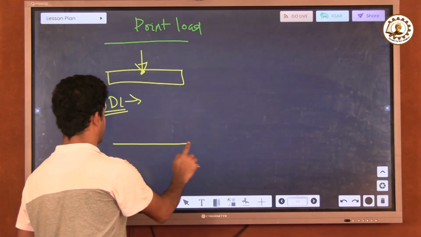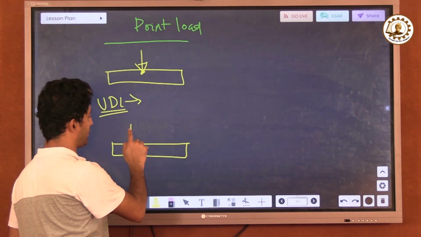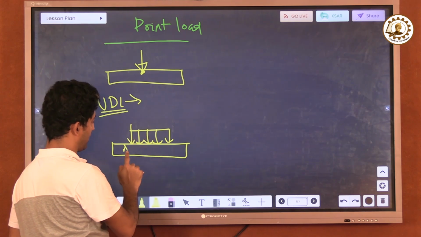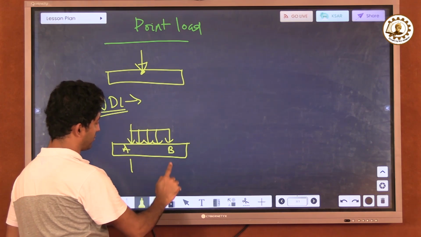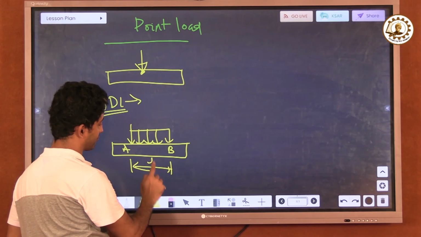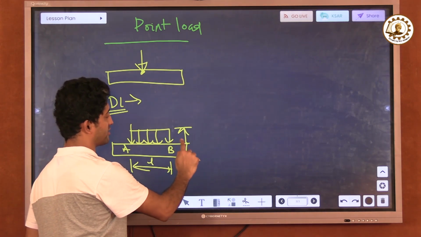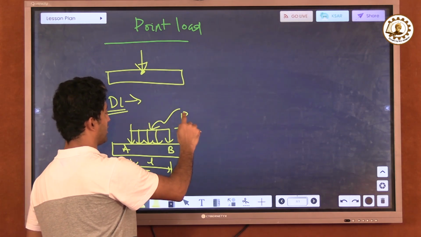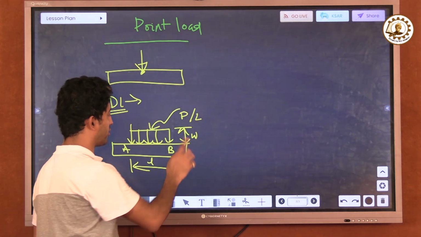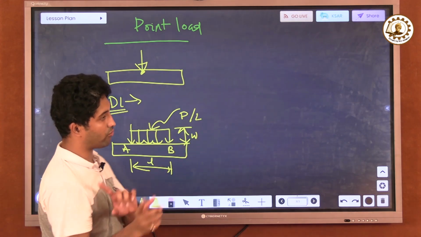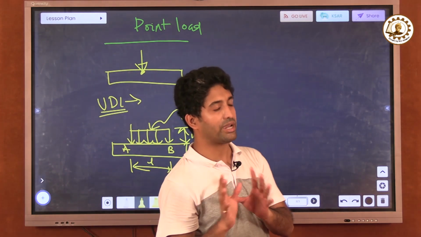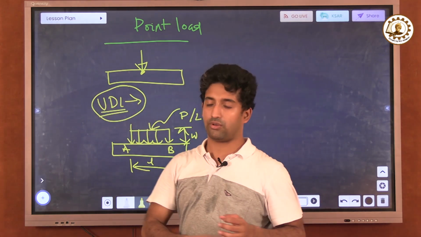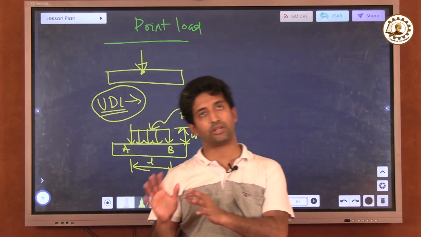Now what happens is that the load is spread over a section. Let me consider a section A, B, where the length of the section is L and the width of the section is W. Now the load is P per L. Now how can you change it to a point load? Now here comes one point. Why do I need to change it to a point load if I have a UDL, that is, a uniformly distributed load? Why do I need to change it?